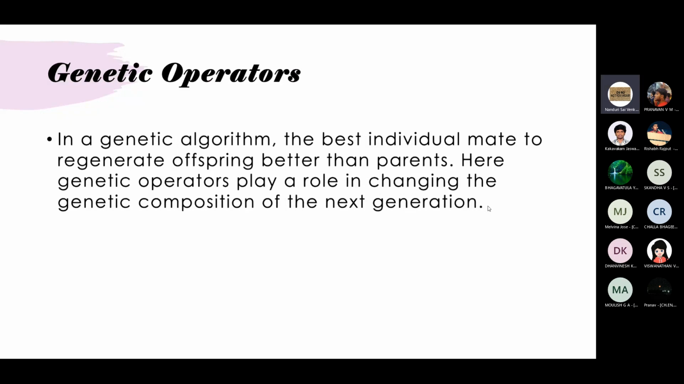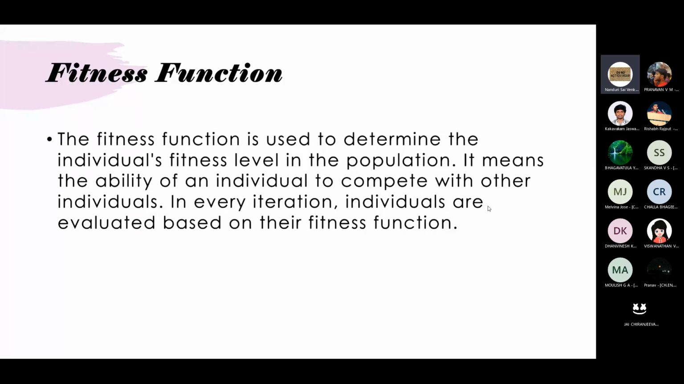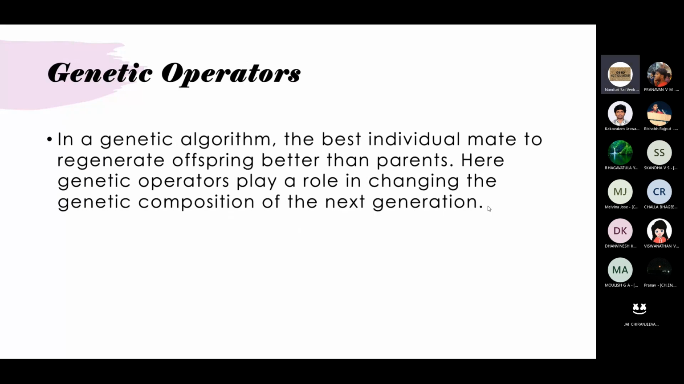Then there will be genetic operators. In a genetic algorithm, the best individuals mate to generate offspring better than the parents. We generate the fitness function, and then from it we generate an offspring population which will be compared to the previous population. There are a few methods to generate offspring from the given population, so we'll be using genetic operators for that.